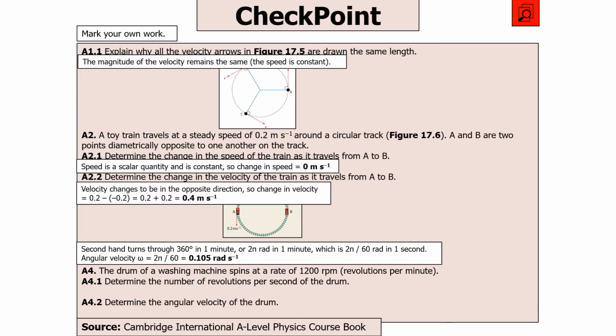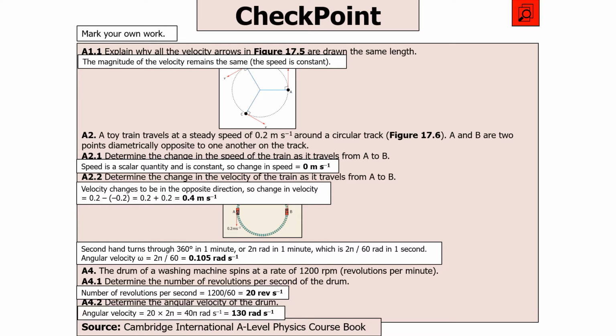In this next question, the revolutions per minute is 1,200. So you divide it by 60 to get revolutions per second, which is 20. So our angular velocity, we know angular velocity is going to be omega, which is 2 pi f. We know the frequency from before is the revolutions per second, so it's 20. So it's 2 pi times 20, so it's 40 pi radians or 130 radians per second.